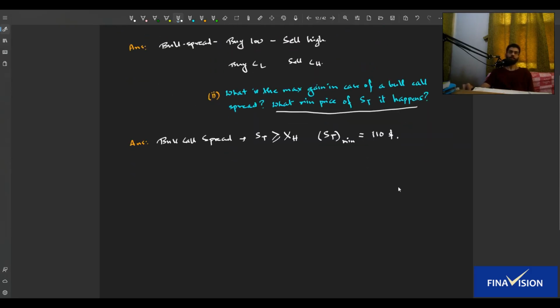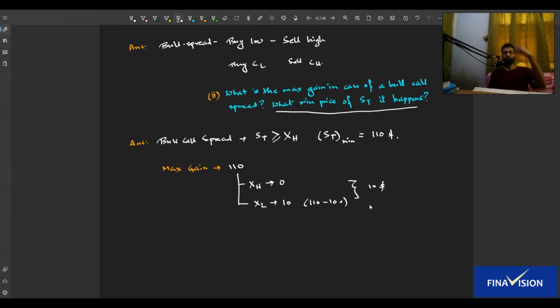Now the first part of the question: what is the amount of maximum gain? Let's say at 110, two things happen. The higher strike option has a net value of 0. The lower strike option has a net value of 10, because this is 110 minus 100. So the net value at expiry is equal to $10.